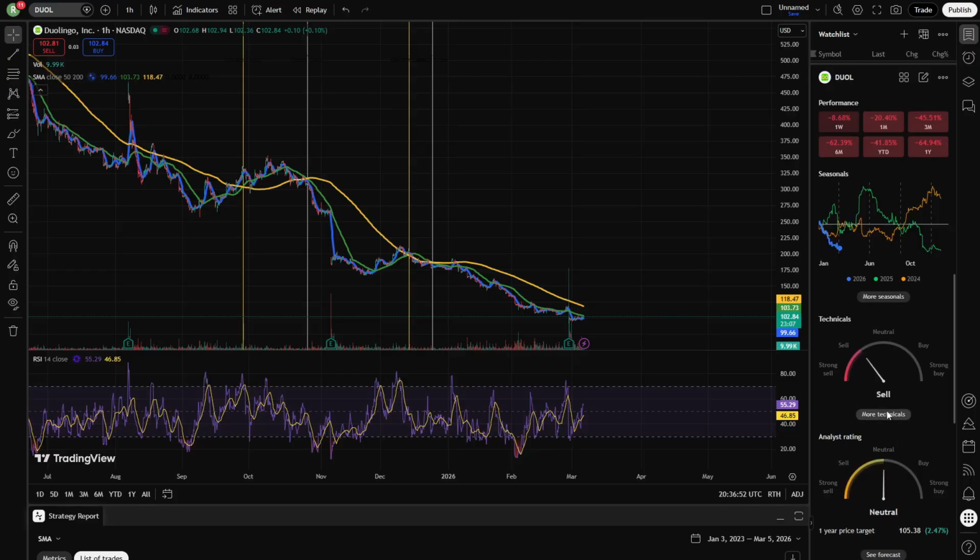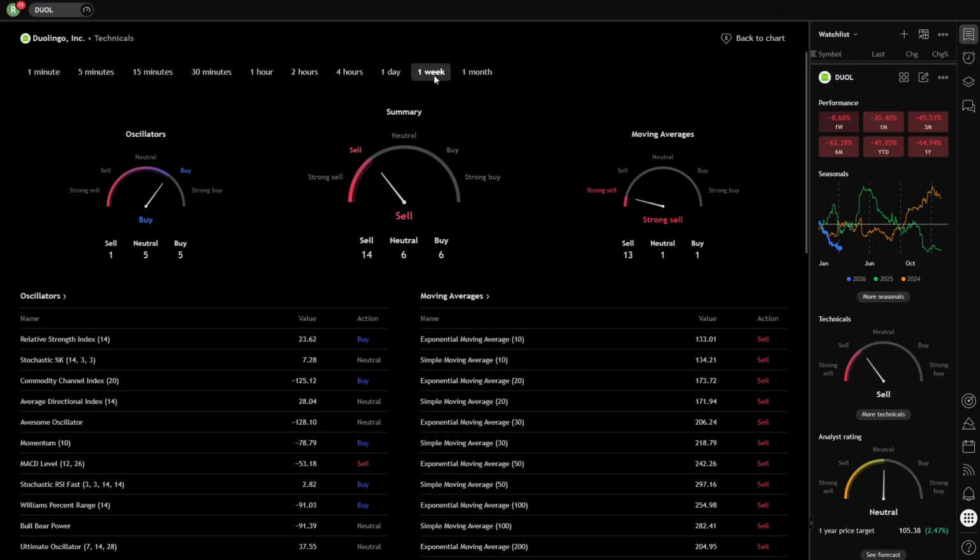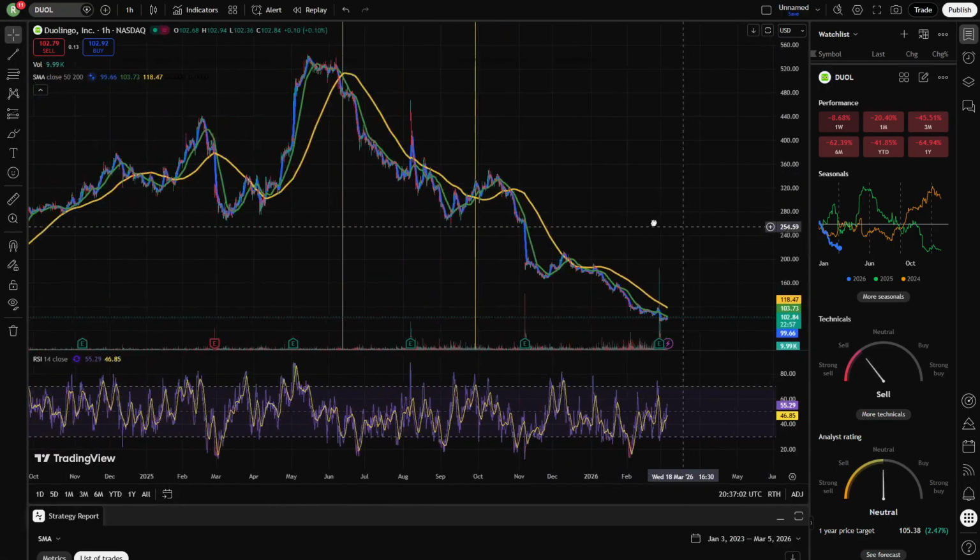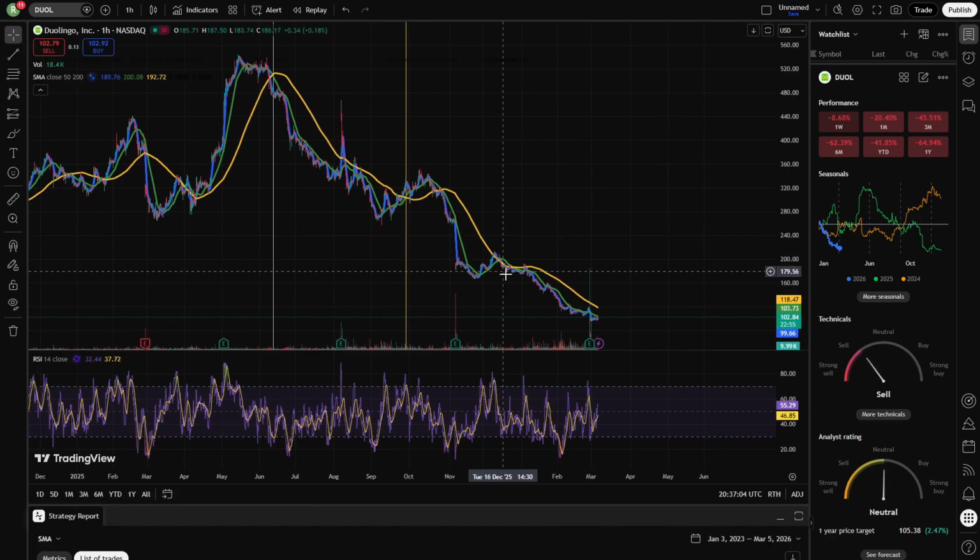Now, if we go down and look at the technicals, for the day the technicals are a sell, for the week they're a sell, and for the month the technicals are still a sell. The moving averages are a strong sell all the way through. So overall, I wouldn't buy this stock right now simply because the momentum is downward going.